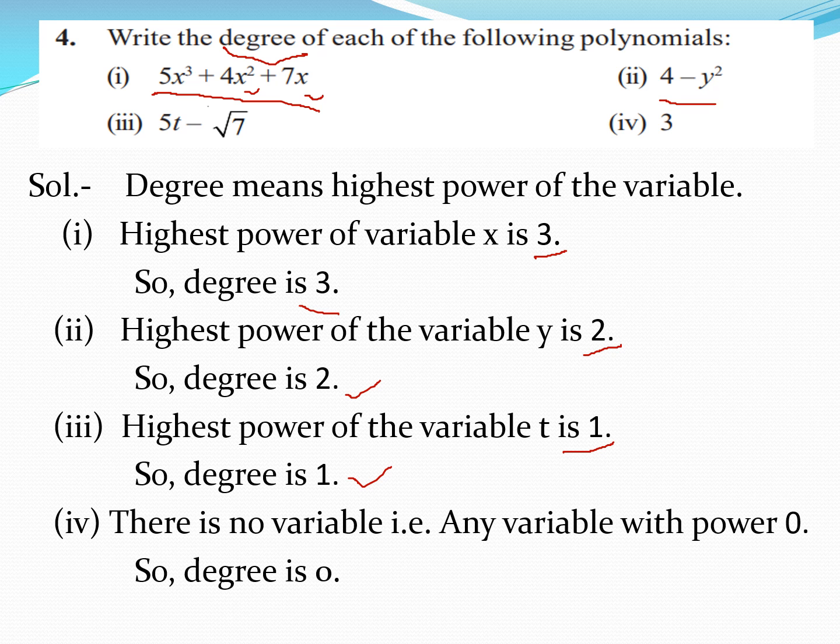And the last part is 3 only. Now we know it is 3, that means it is a constant polynomial. So there is no variable, that means any variable with power 0. 3 means we can write it as 3y raised to power 0 or x raised to power 0. So the highest power of the variable is what? 0 only. So degree is 0.